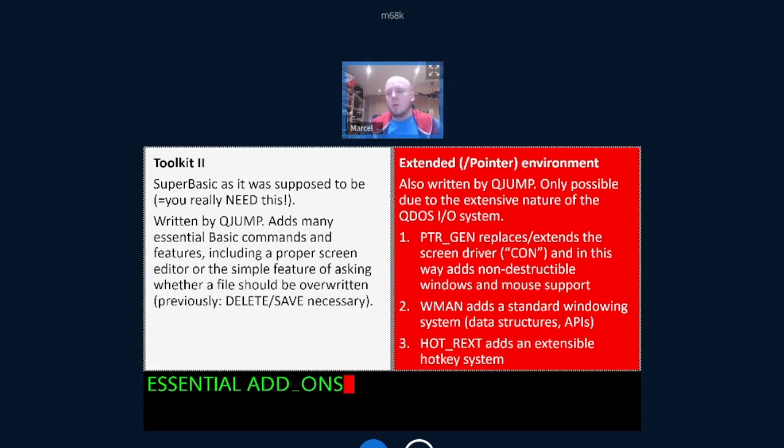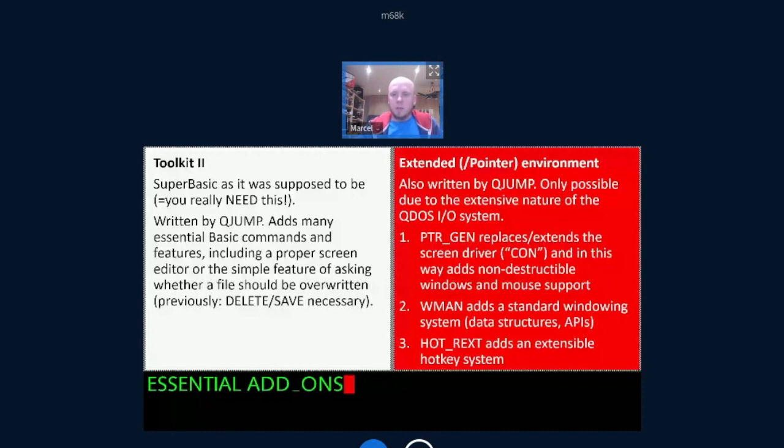The basic commands you really need are still lacking. They are not part of the ROM. So there are a few essential add-ons that you really need. And one very essential add-on is Toolkit 2. It's also written by Tony Tebby with QJump. And it adds many, many commands that are really necessary to have a good experience. Especially the screen editor, where you can actually edit the BASIC more easily, is very, very important.